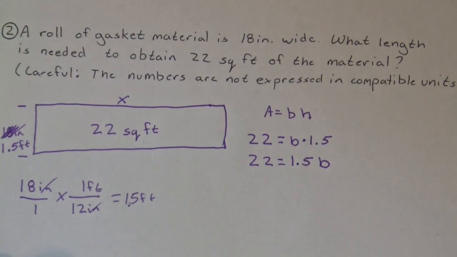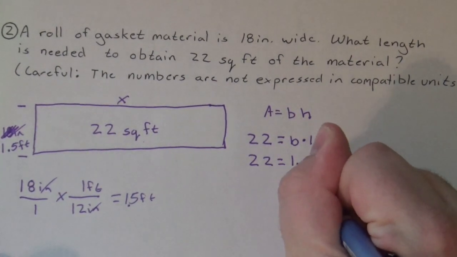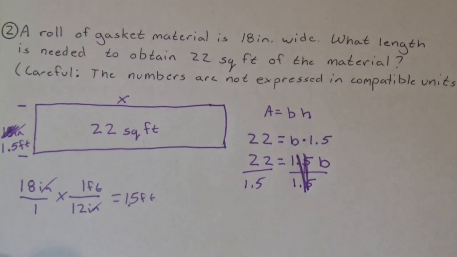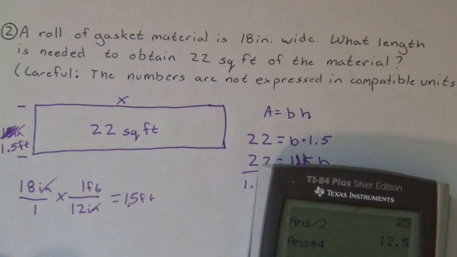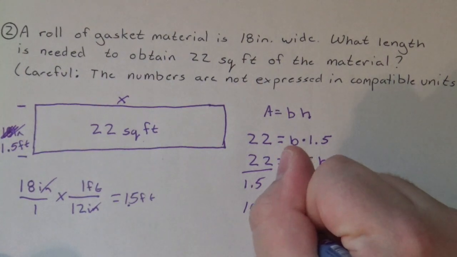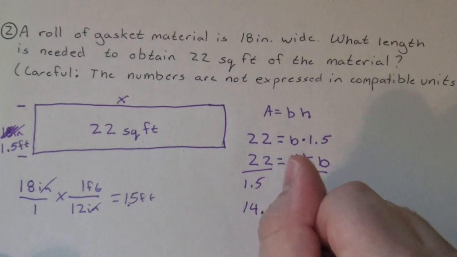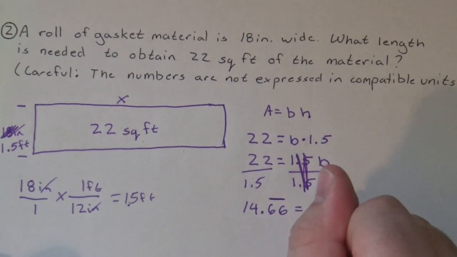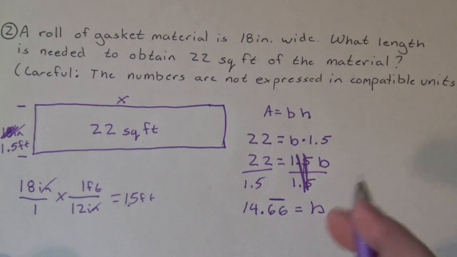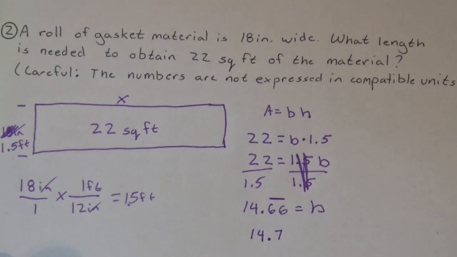This should look very familiar to you. All you have to simply do is divide by 1.5 on both sides. The 1.5s cancel out. So now we just go 22 divided by 1.5 and I get 14.6. And notice how it says in my calculator infinity. So it's like 0.66 infinity, okay? Is equal to my B. For the sake of argument, let's just round this to the nearest tenth. And we're going to say that this is going to be 14.7. What unit am I in?